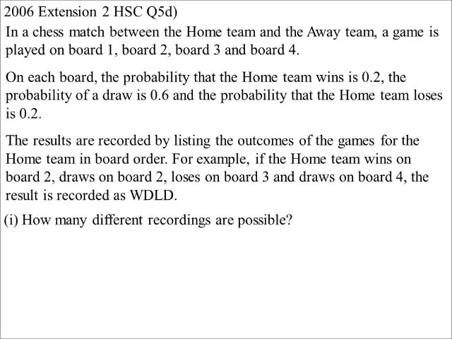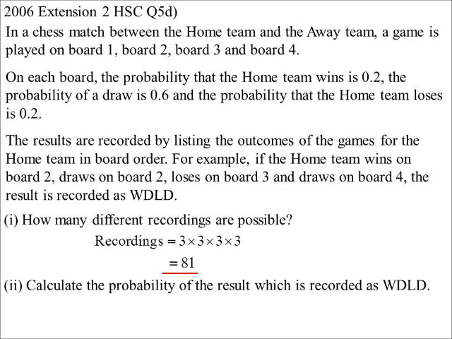So how many different recordings are possible? Just a basic counting idea really, because on the first board there's 3 different results. I'm not worried about the probability of them at this stage, it's just how many different recordings could we make. A second board there would be 3, the third board there would be 3, the fourth board would be 3, so 3 to the power of 4, which is 81.